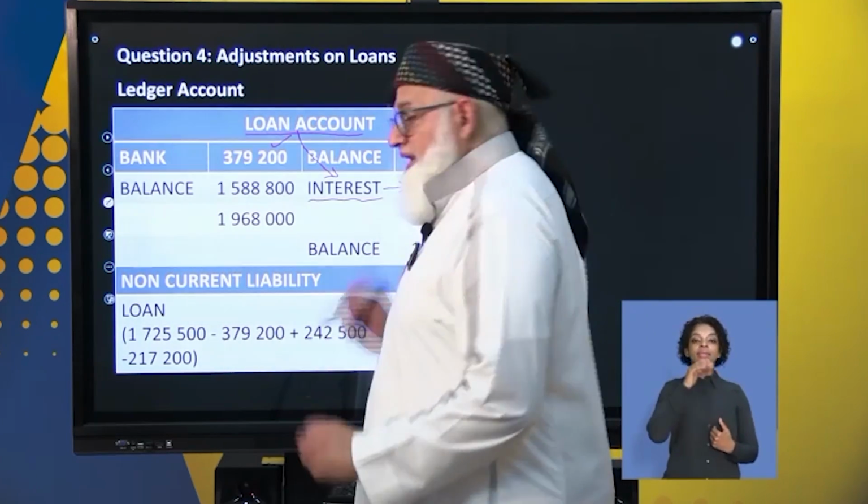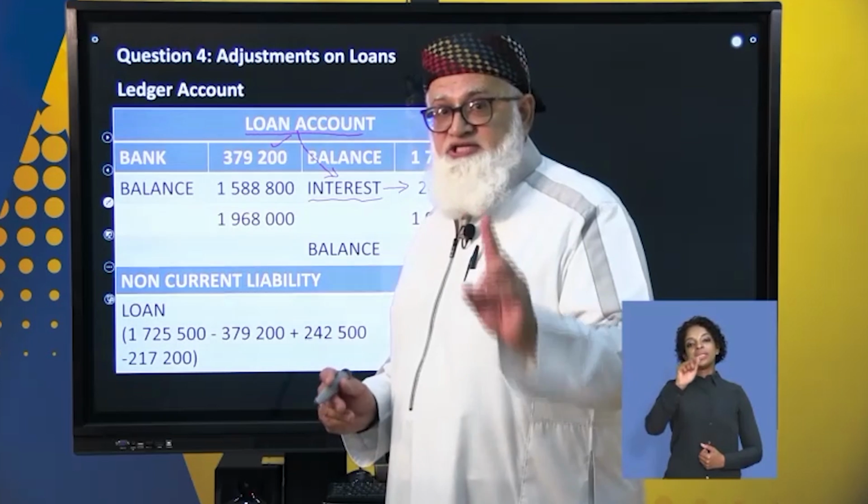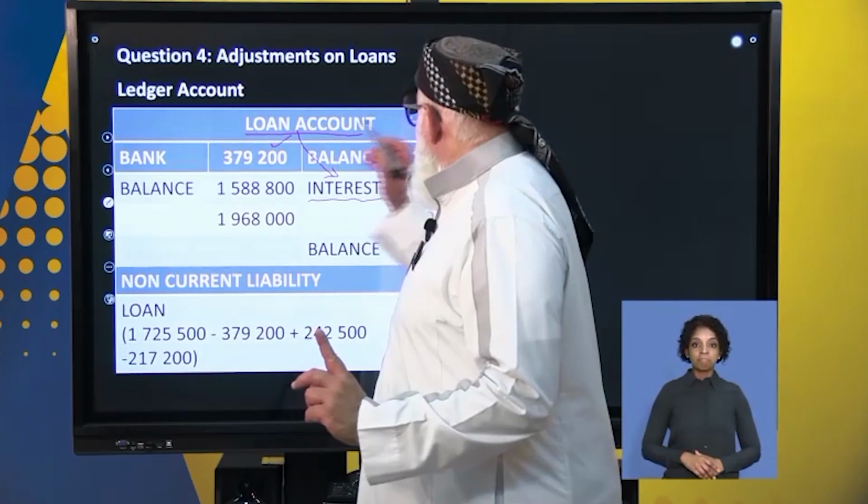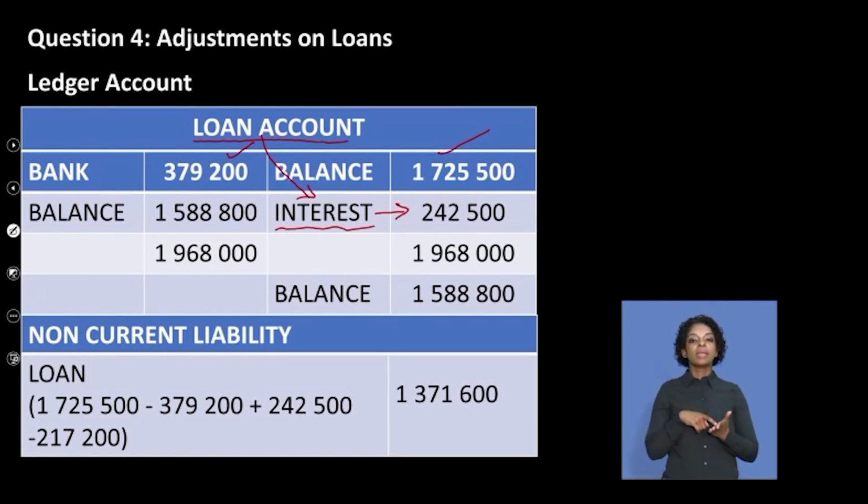Okay, so let's recap, because a reminder is beneficial. Debit your interest expense, credit your loan account. Once again, your opening balance, you've got your repayments, and you've got your interest. So you've got all three components of the loan account in its place.